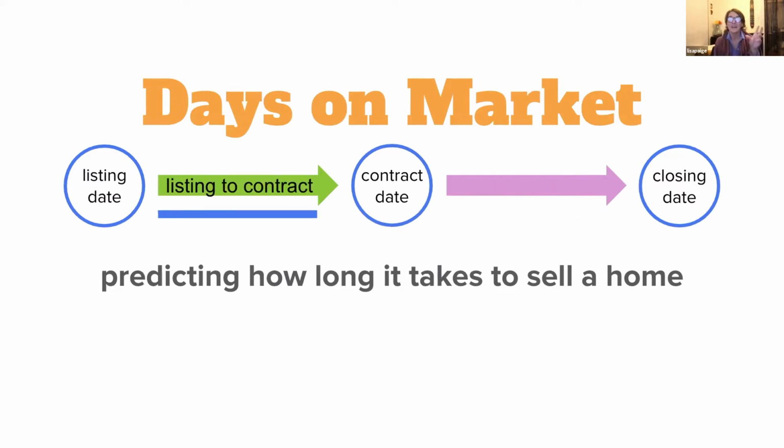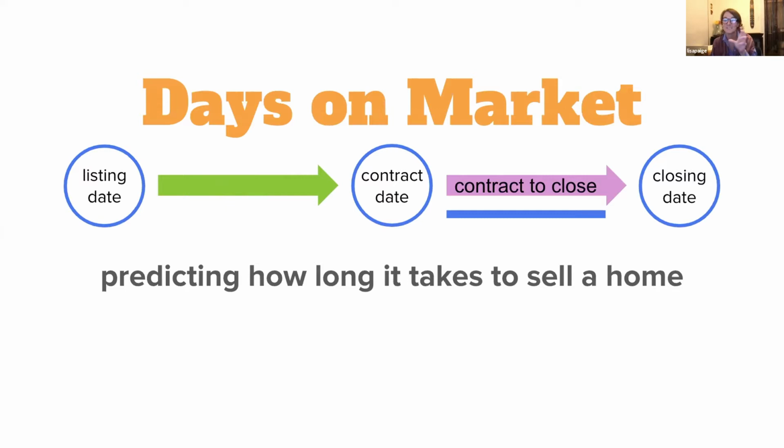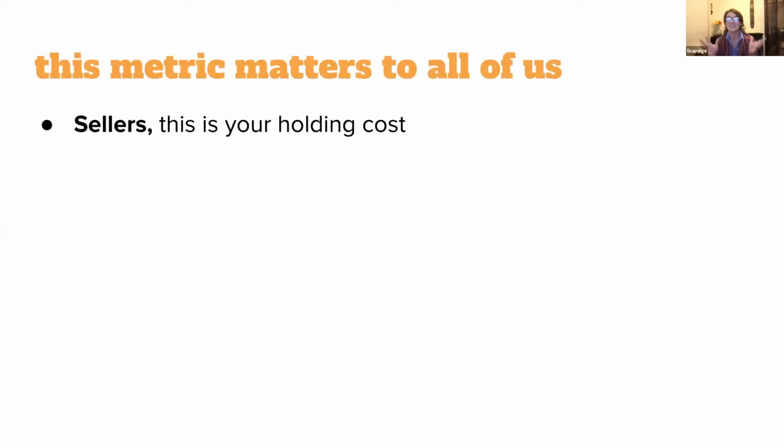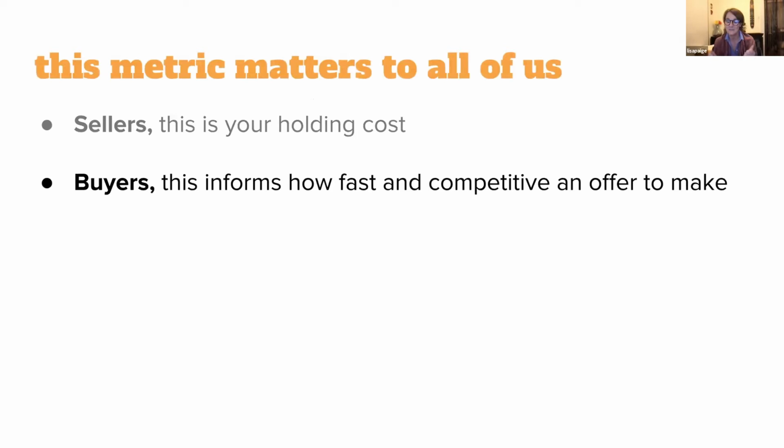The first part has a quick class for purchase contracts that happen in the first 8 days and a slow class. I'm going to find the probability of being in each of these classes and then use the weighted average as my prediction for this listing to contract part. I'm going to add that to my prediction for the contract to close piece in order to predict the days on market metric, which, if you're a seller, is your holding cost. And if you're a buyer, this is how fast and competitively you need to make an offer.